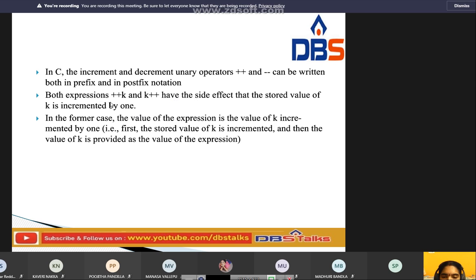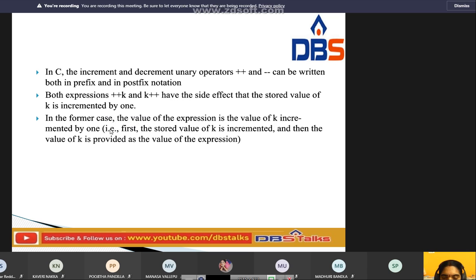Prefix means pre-increment: we give the symbol before the operand, and that is called prefix. Postfix notation means we first get the operand, and after that the operator. Likewise, in C language we have increment and decrement unary operators, which can be written both in prefix and postfix notation. Both expressions, plus plus k and k plus plus, have the side effect that the stored value of k is incremented by 1.